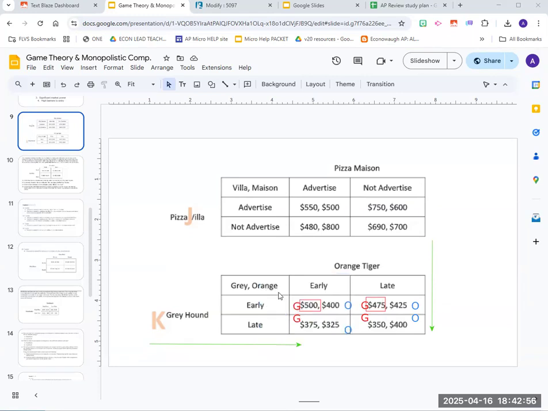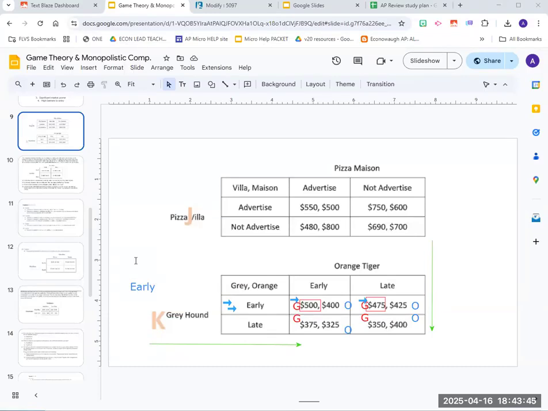Now I'm going to get rid of my box and I'm going to look at the Greyhound decisions, again remembering that Greyhound are the rows. They are going to choose early for one scenario, for the $500. In another scenario, they chose early also, for 475. You don't have any G late numbers. 375 and 350 are not circled or squared. So Greyhound is never going to choose a late departure no matter what Orange Tiger does. This is a dominant strategy. That means that they're going to choose early departure no matter what. And so their dominant strategy is early.